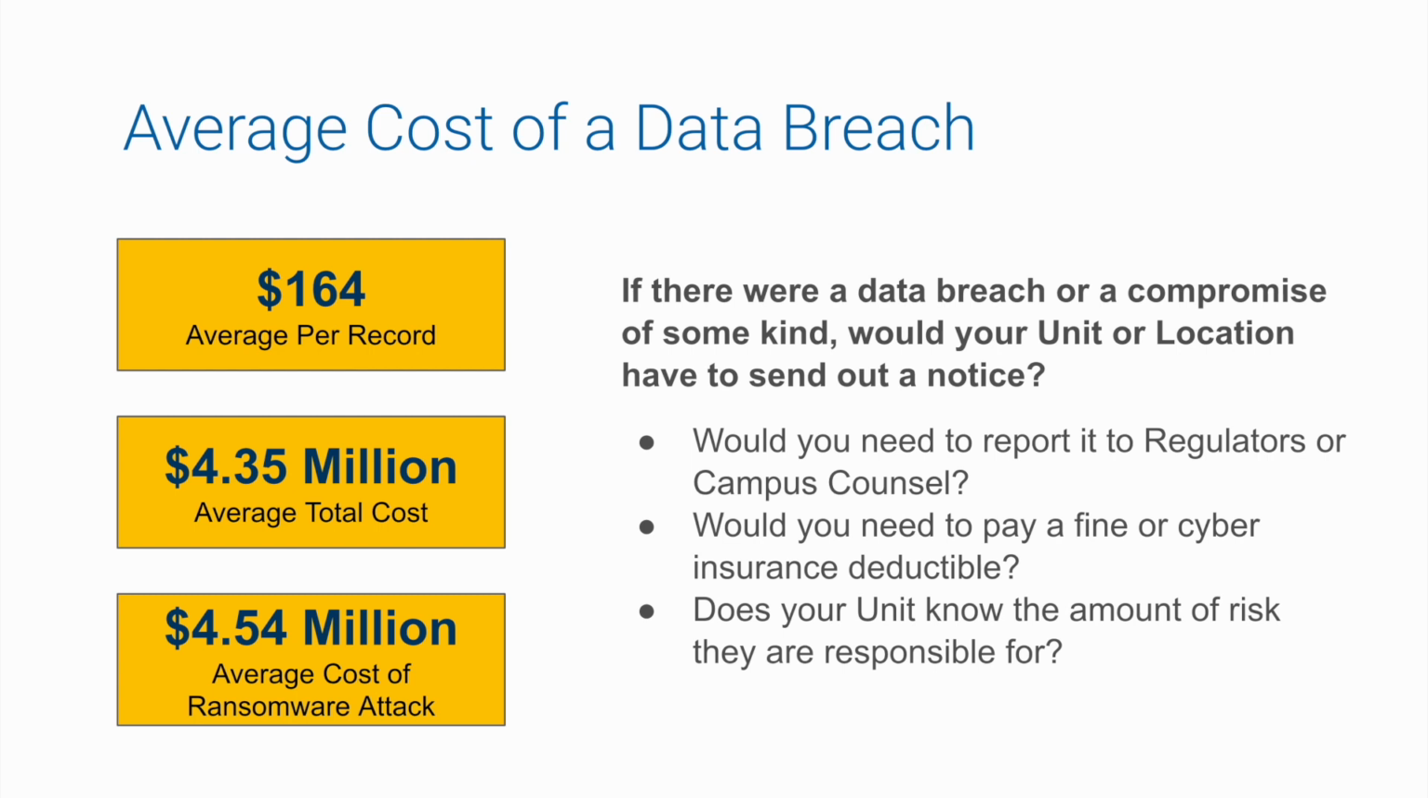Let's take a look at the average cost of a data breach. Here we have 3 different price points. The average cost per record is $164. The average total cost during a data breach is $4.35 million. And the average cost of a ransomware attack is $4.54 million. To give you an idea of the number of ransomware incidents in 2022, there were 89 ransomware incidents in the education sector, with almost half of them, 44, affecting universities and colleges.